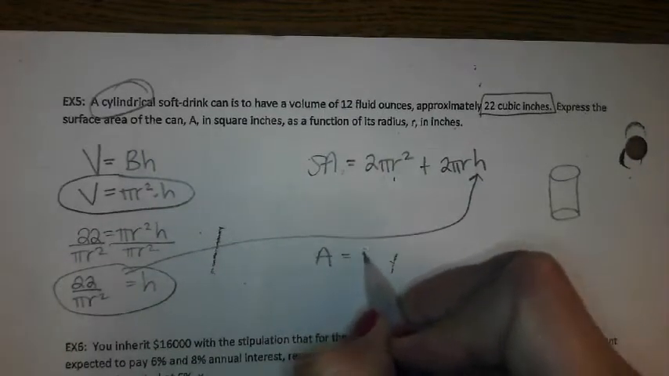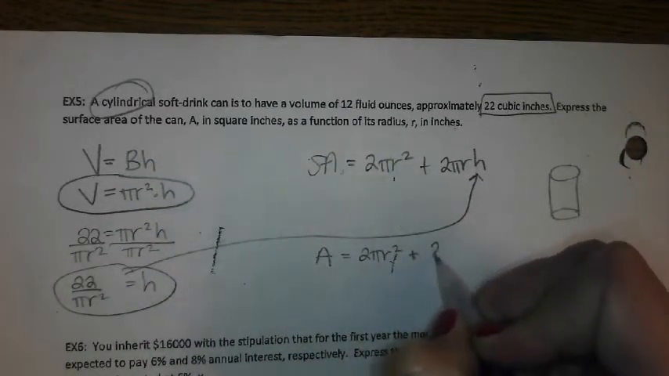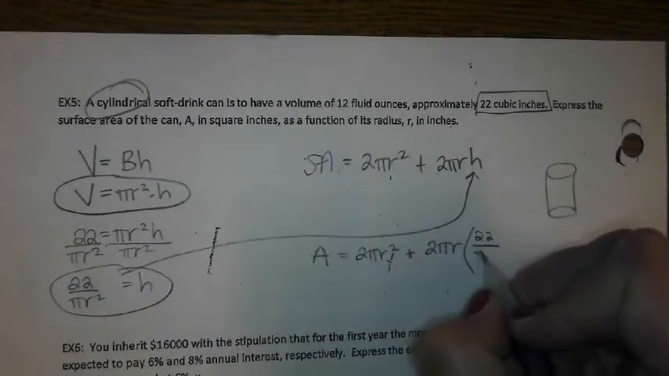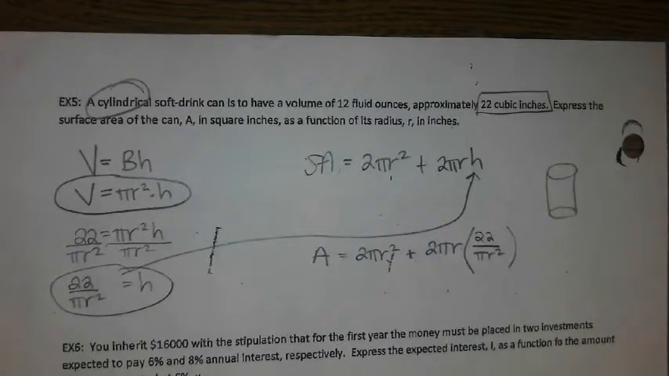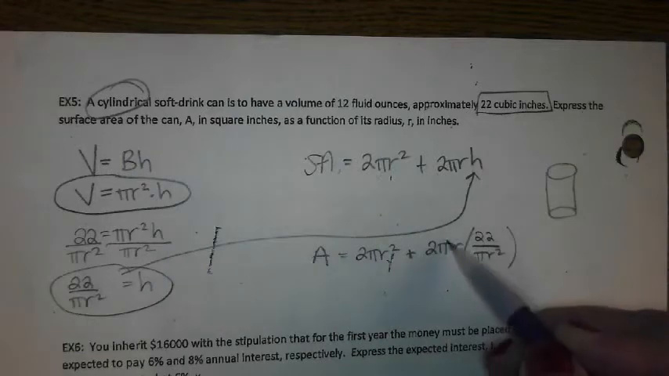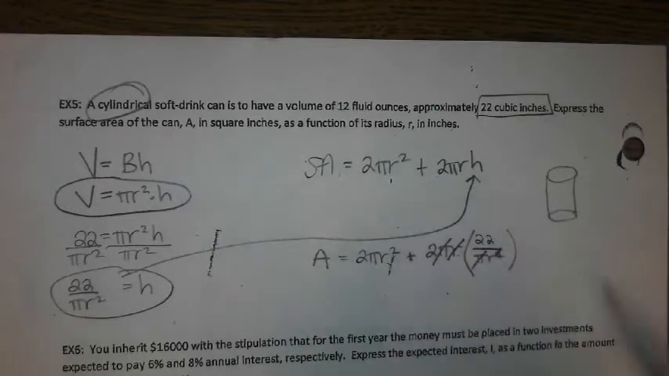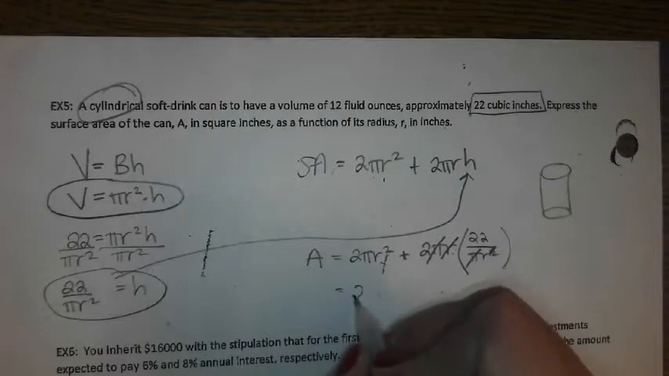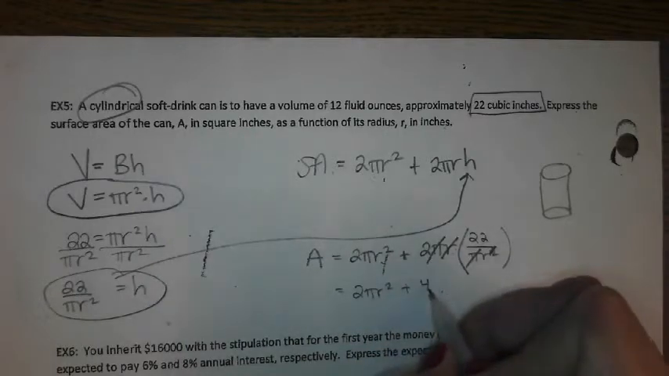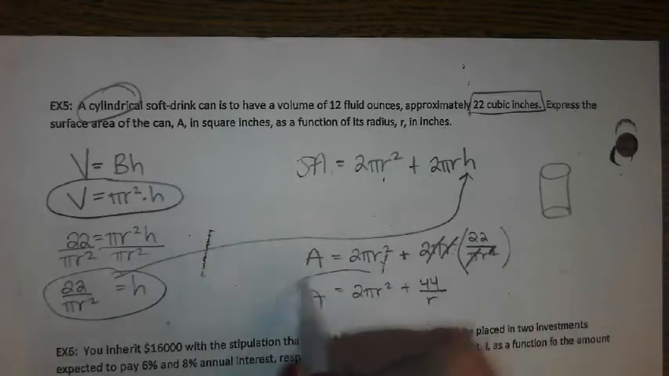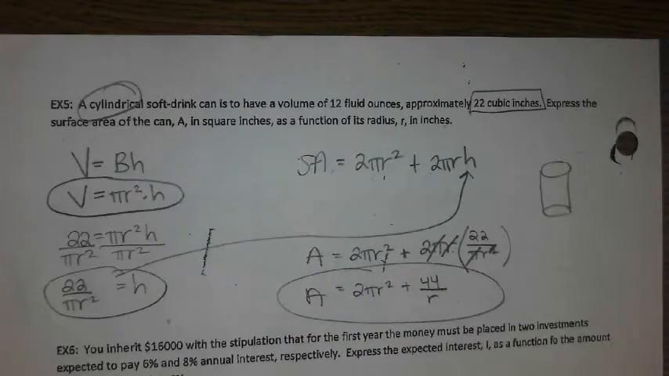So my surface area is going to be 2 pi r squared plus 2 pi r, take out the h, and plug in 22 over pi r squared. And simplify. What cancels? Your pi, right? Your r, this r cancels with one of the 2 of those. So it ends up being 2 pi r squared plus 44, 2 times the 22, over the r. And there is your surface area in terms of just the radius. Was that fun?